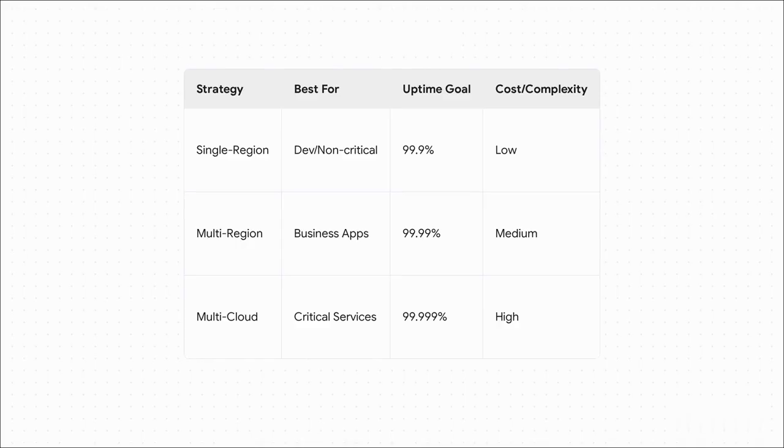Single region, it's perfect for development or apps that aren't critical. Multi-region, that's kind of the gold standard for most serious business applications that need high uptime. And multi-cloud, that's the specialist tool. It's for those cannot ever fail services, usually because of strict regulations or extreme uptime promises.